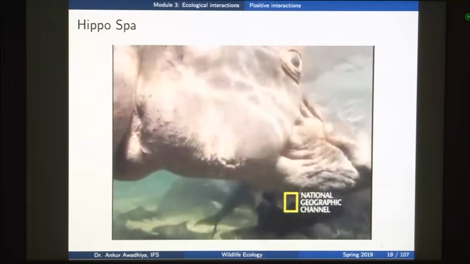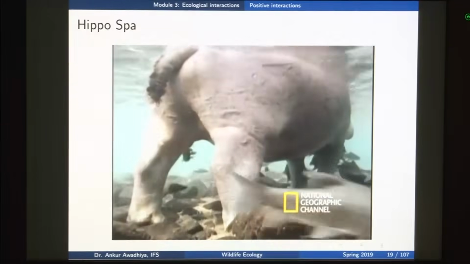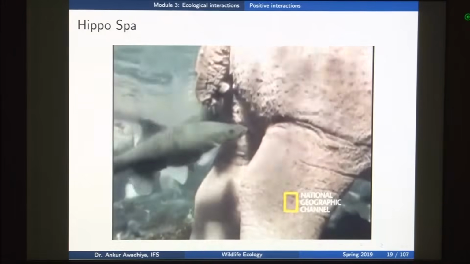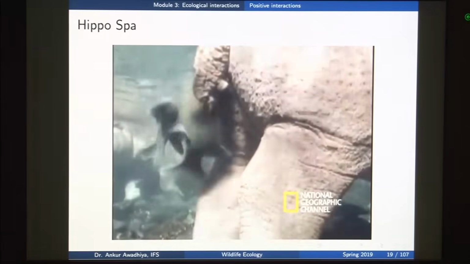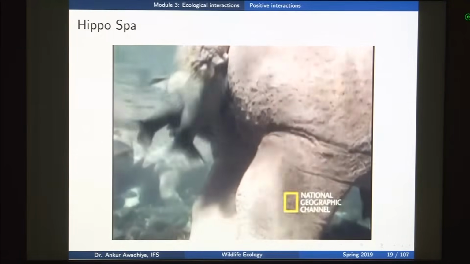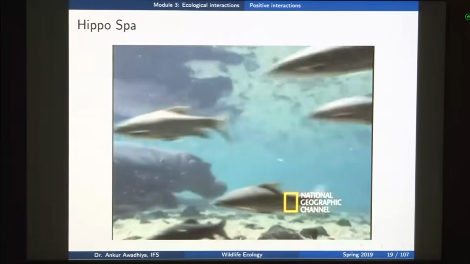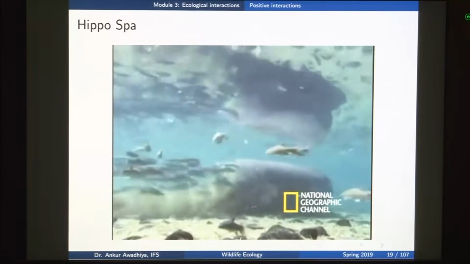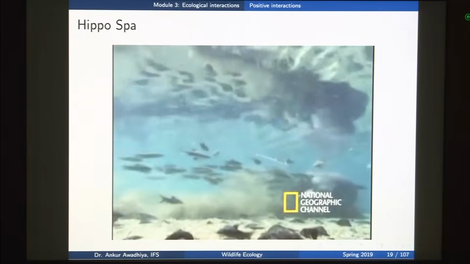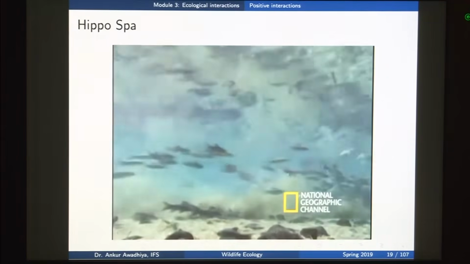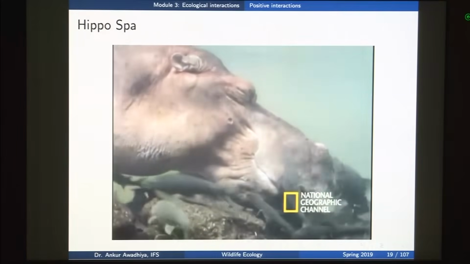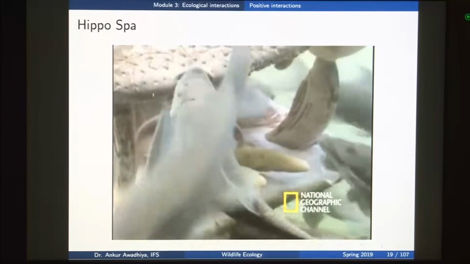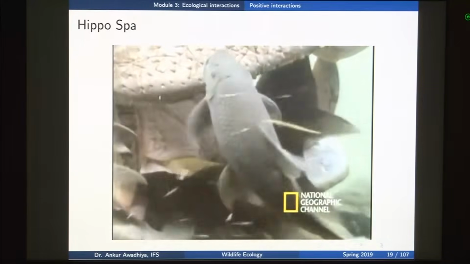And not only do these fishes clean the outer skin, they also clean the mouth of the animal. For instance, we normally brush our teeth, but these animals do not have a toothbrush. So, this is an alternative arrangement that nature has provided to them. Once they open their mouth, these fishes will even get inside the mouth and clean it. Now this animal is opening its mouth and the fishes will clean the insides as well.